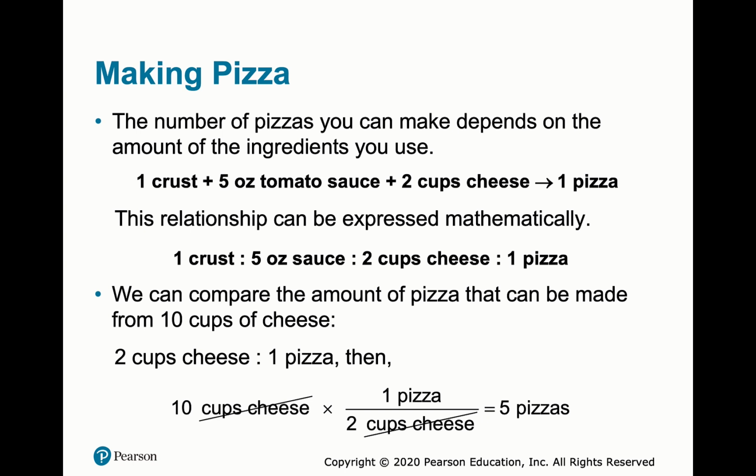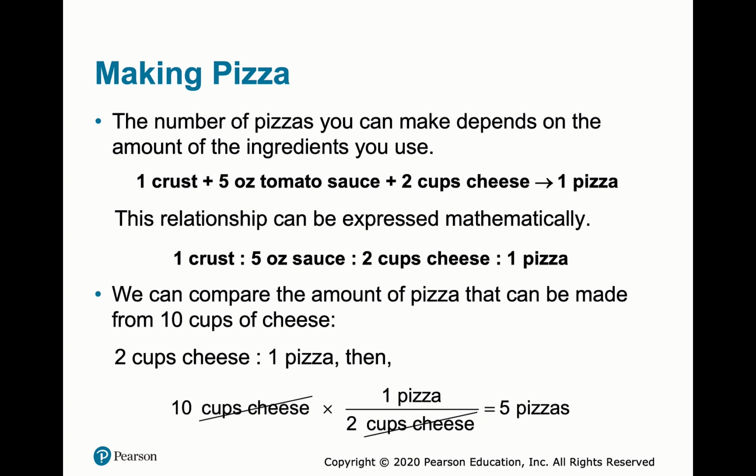It's a crust, 5 ounces tomato sauce, 2 cups of cheese makes a pizza. So you have these ratios here, the reactants, 1 part crust, 5 parts sauce to 2 cups cheese makes 1 product part pizza. So reactants on the left, product on the right. And from this, if we have 10 cups of cheese, how many pizzas can we make?